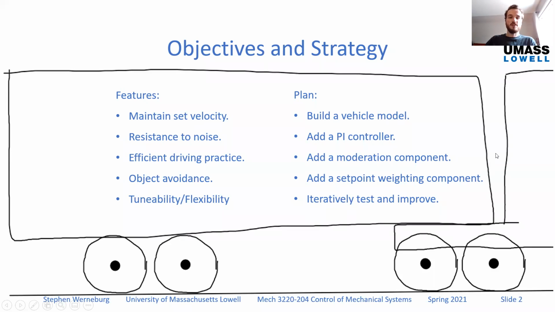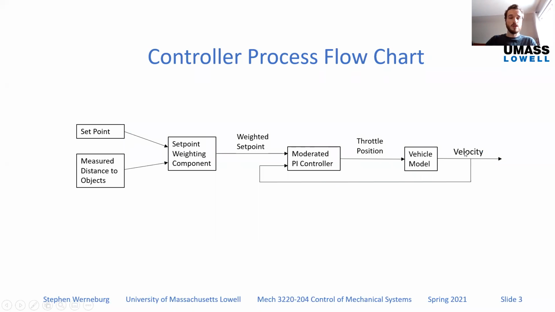My goal here is to have a controller that can maintain a set velocity, be resistant to noise, drive efficiently, have object avoidance, and be tunable and flexible. My plan is to build the vehicle model, tune a PI controller to control that, add a moderation component to make it less responsive when it's going slower, add a set point weighting component, which would give me object avoidance, and then iteratively improve on my model.